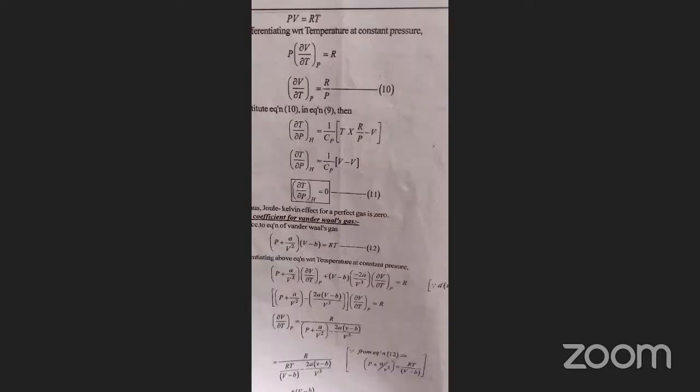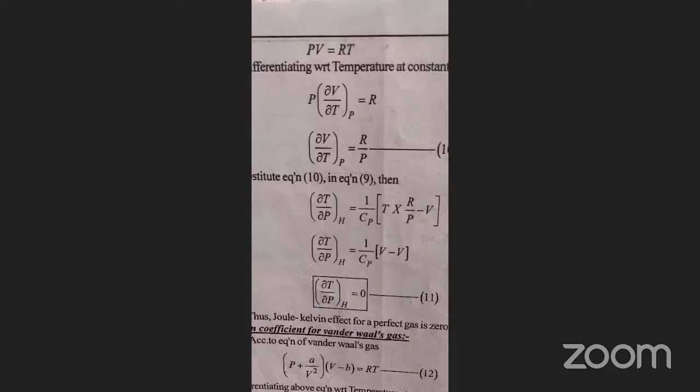Here PV is equal to RT. Differentiating with respect to temperature at constant pressure, P into ∂V/∂T at constant P is equal to R, since ∂T/∂T means 1. Then ∂V/∂T at constant P is equal to R by P, which is equation number 10.